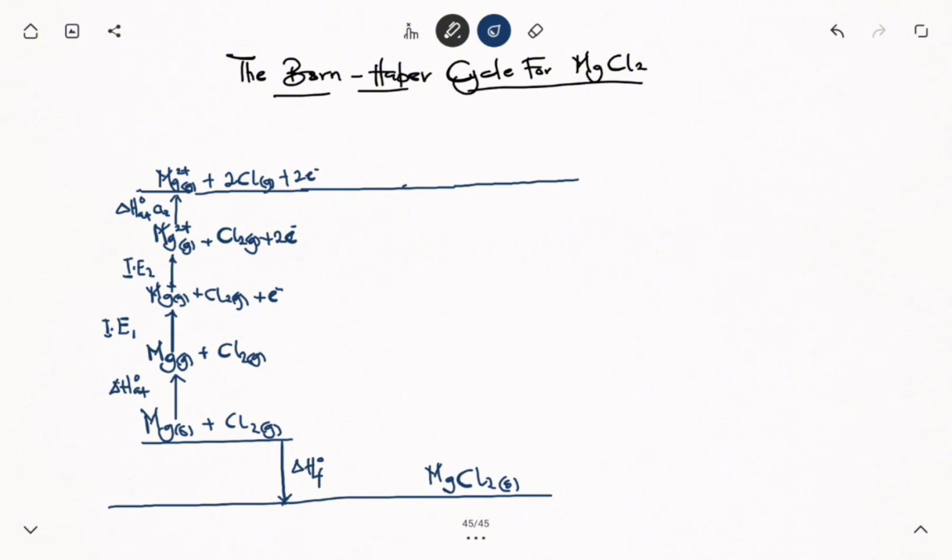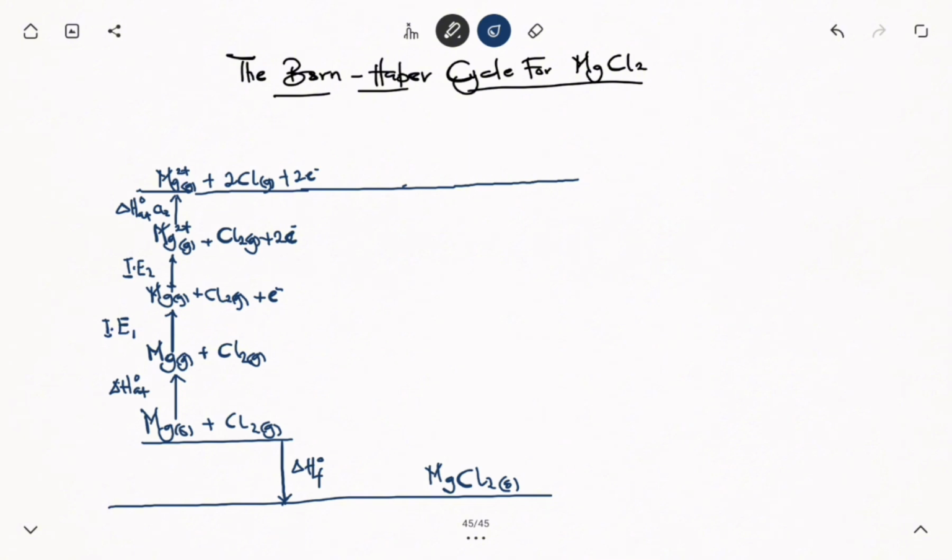Now that we have the chlorine in the atomic state, we are going to ionize it. And how we're going to ionize it is we are going to add the electrons to it. The energy we need to add the electron is the electron affinity. Now notice that we have two atoms of chlorine and we are going to add one electron to each of them.